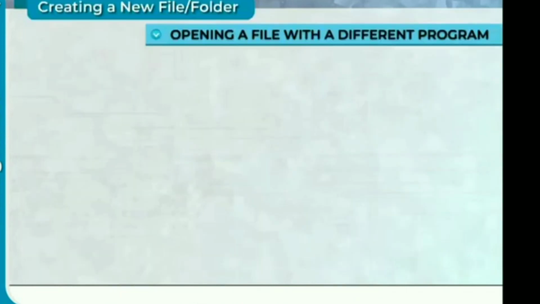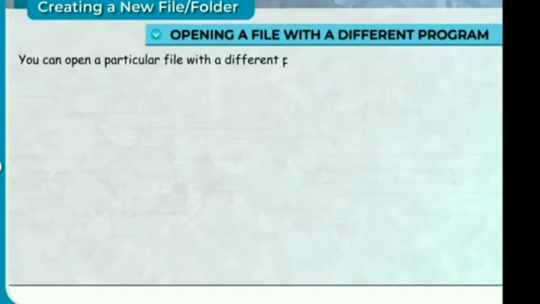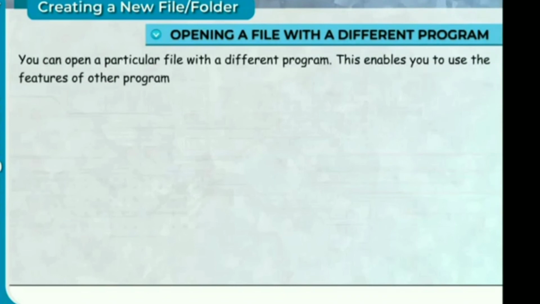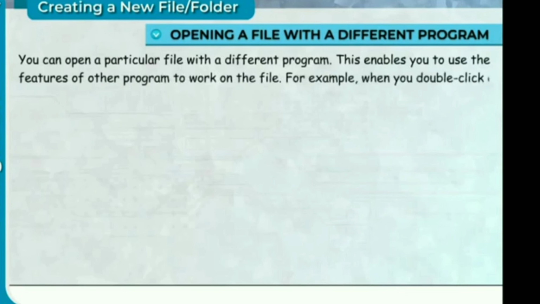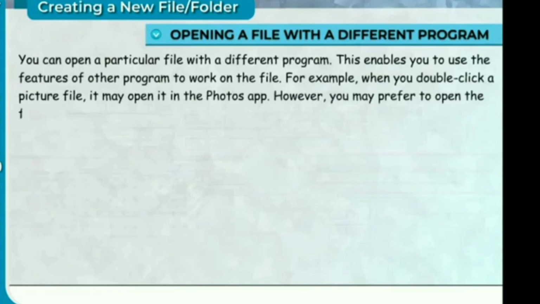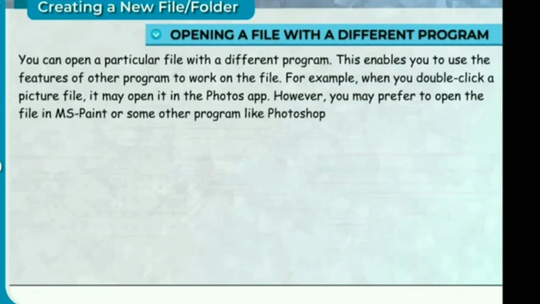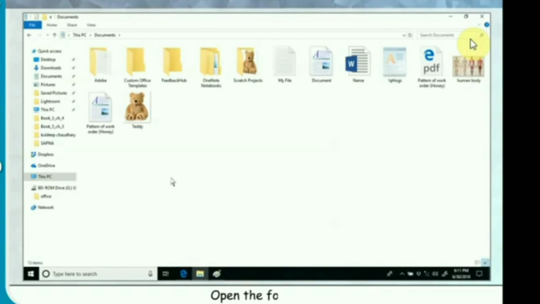Opening a file with a different program. You can open a particular file with a different program. This enables you to use the features of other programs to work on the file. For example, when you double-click a picture file, it may open in the Photos app. However, you may prefer to open the file in MS Paint or some other program like Photoshop so that you can edit the picture. Open the folder, click on the file.